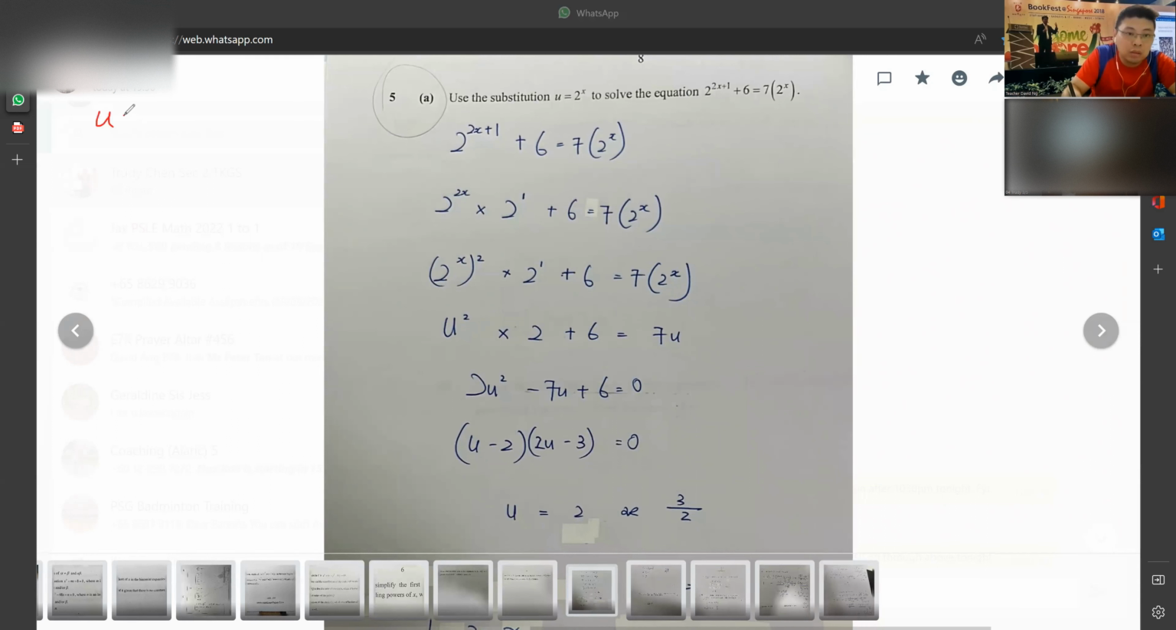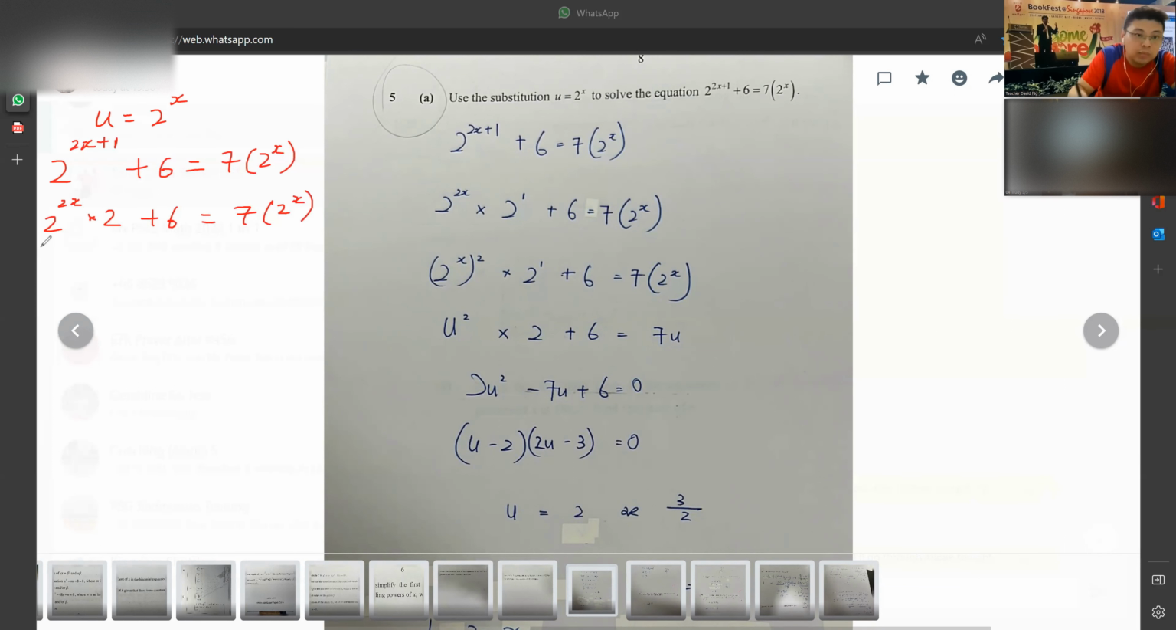Okay, u is 2 power x. Then it's 2 power 2x plus 1, plus 6, equal to 7 bracket 2 power x. So this becomes 2 power 2x times 2 plus 6 equal to 7 bracket 2 power x. Then this becomes 2 bracket 2 power x square, minus 7 bracket 2 power x, plus 6 equal to 0. This will then become 2u square minus 7u plus 6 equal to 0.